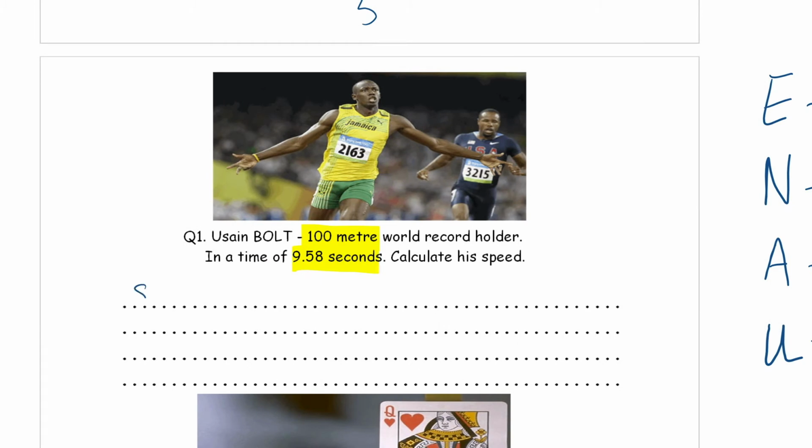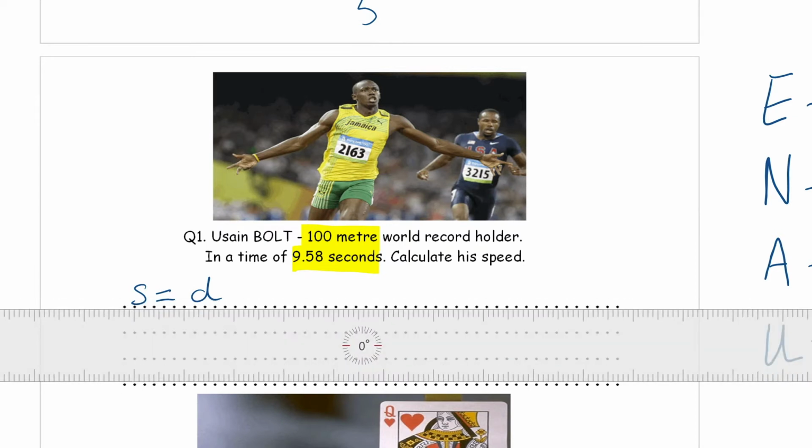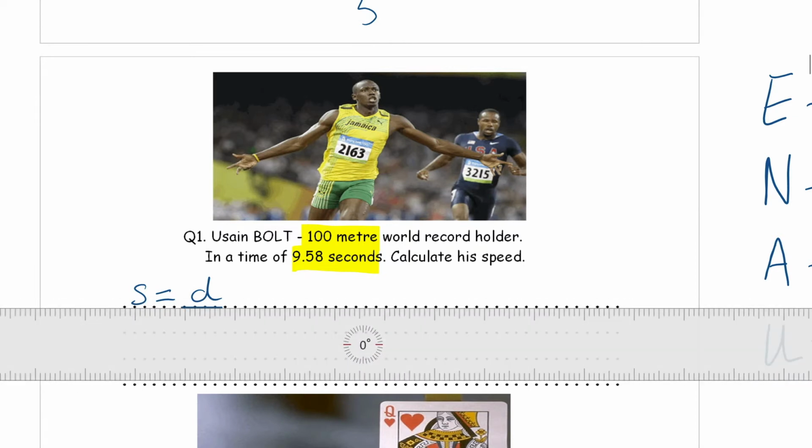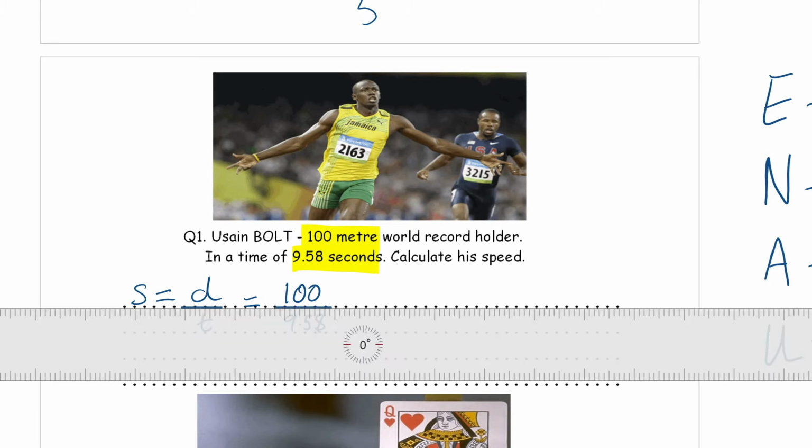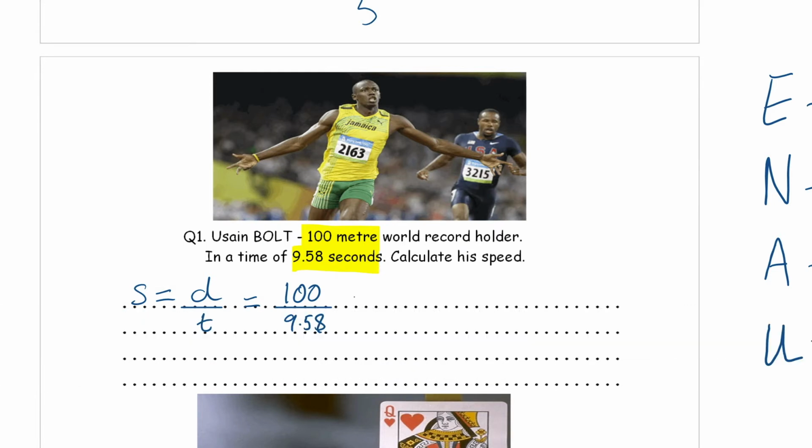So, equation. Distance over time. You put in the numbers. Distance is 100 over time 9.58. Always good to use a ruler. Presentation is important. Makes your work neater, easier to understand.